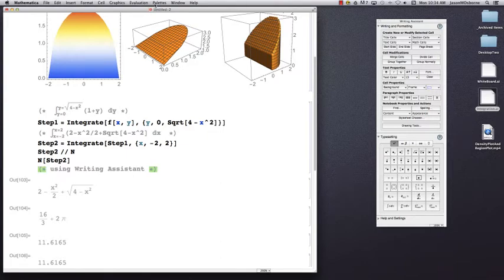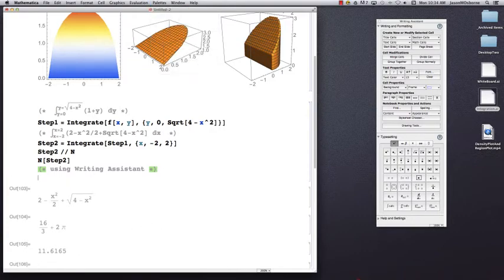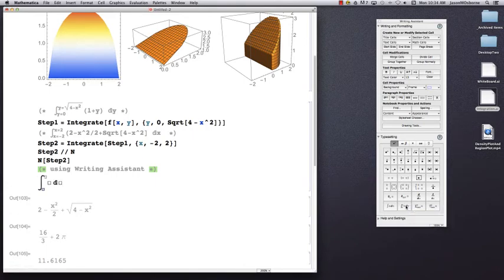Okay, and that is under palettes, writing assistant, and that'll bring up this box. Let me try this. I sometimes have difficulty here, but let's see what we could do. This symbology will actually evaluate it for you. Let's put in an integral, and let me see, can I do another one of these? Integral.